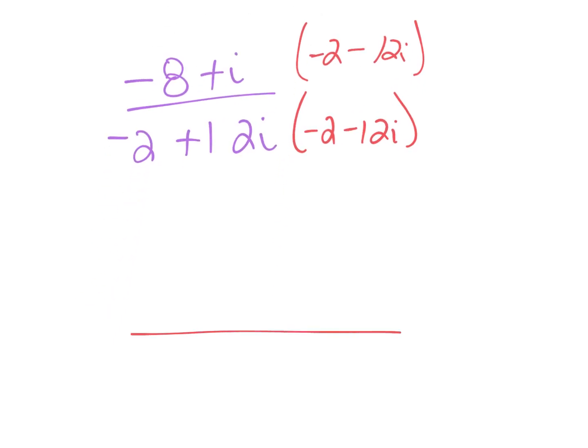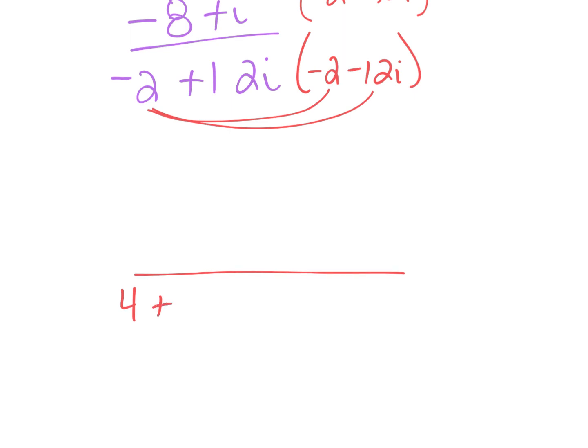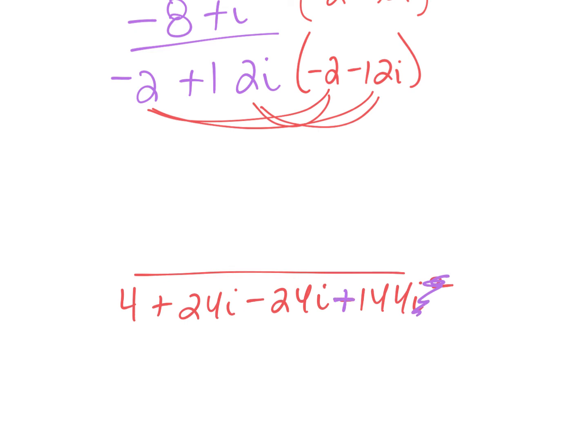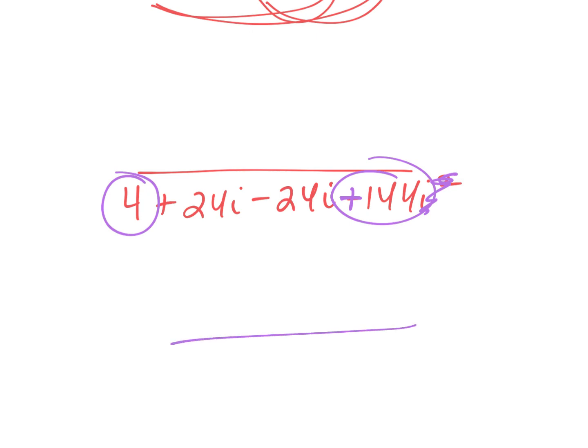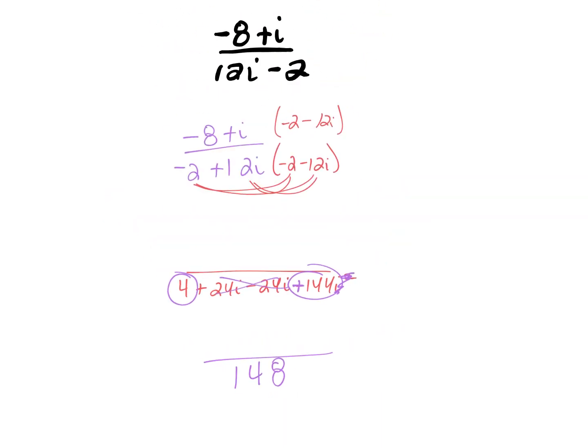So let's work on the denominator, make sure we did that correctly. What's -2 times -2? 4. -2 times -12i is plus 24i. 12i and -2 minus 24i. 12i and -12i minus 144i what? Squared. I see i squared, so I cross it off and I change this sign. So real with real, what's 144 plus 4? 148, good. What happens with my 24i and my -24i? They cancel out. So now I look at my numerator.